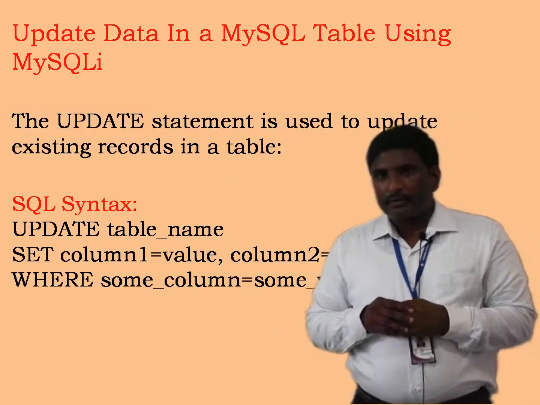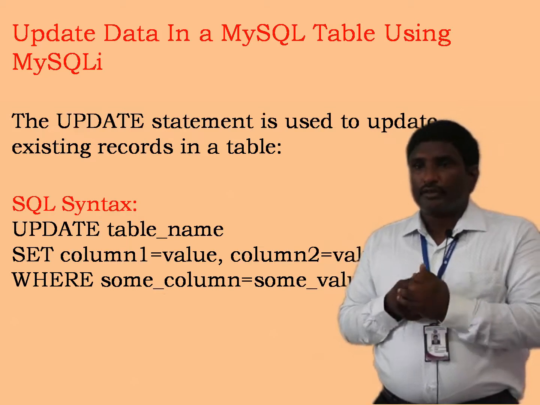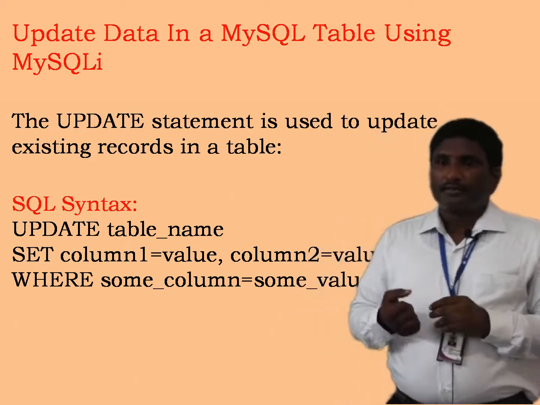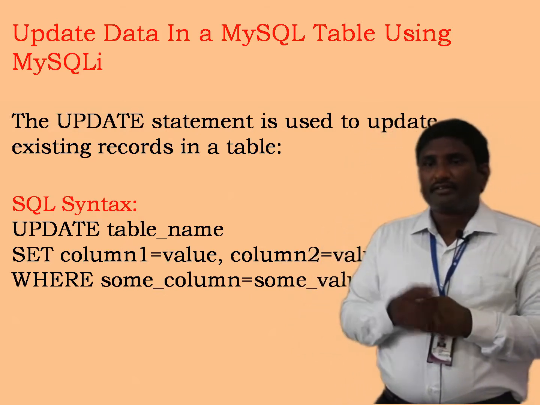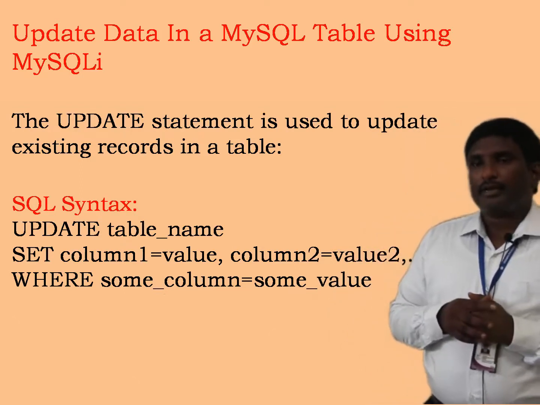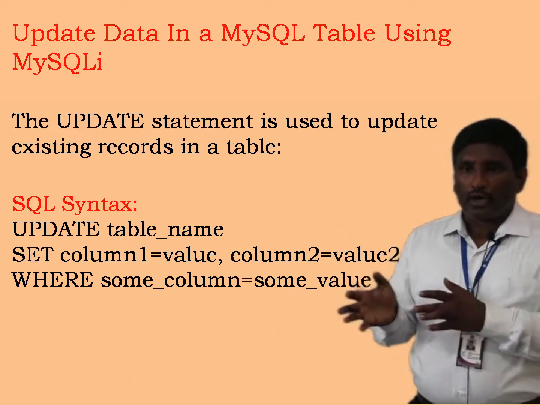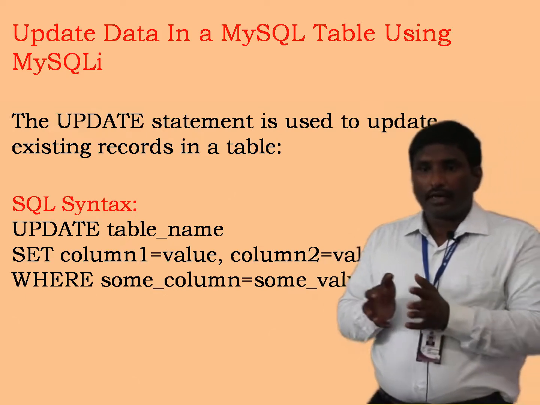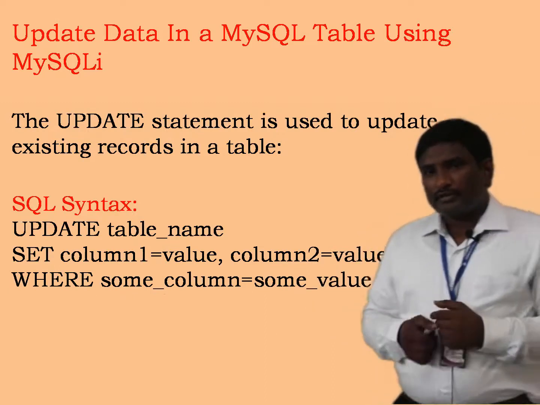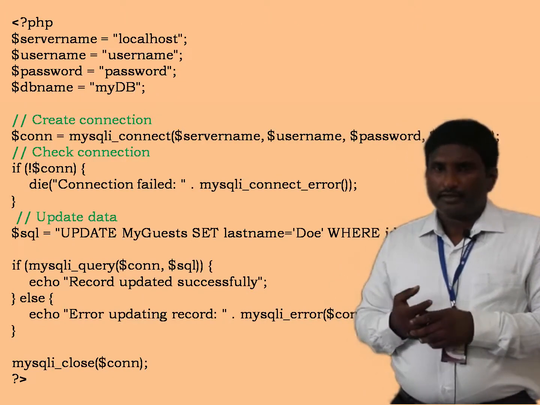Next, update data in the table using MySQL. So we need to use update for updating the table. The update statement is used to update existing records in a table. The syntax is update table name, set column 1 equal to value, column 2 equal to value, and so on, where some column equal to some value. So we need to give the value to that.